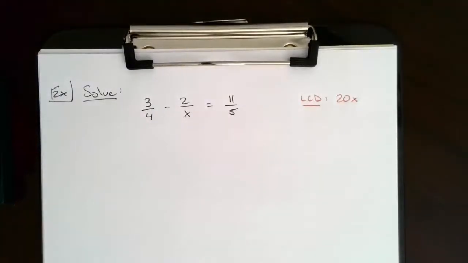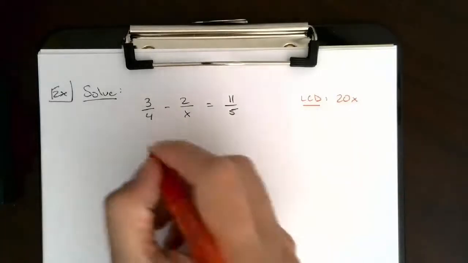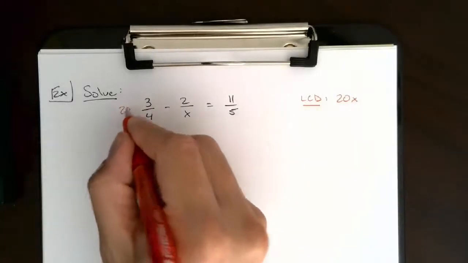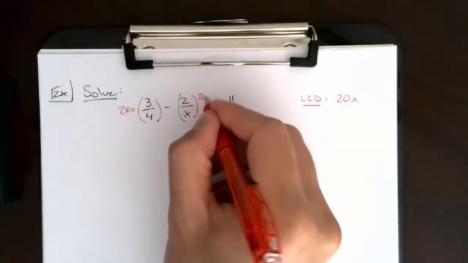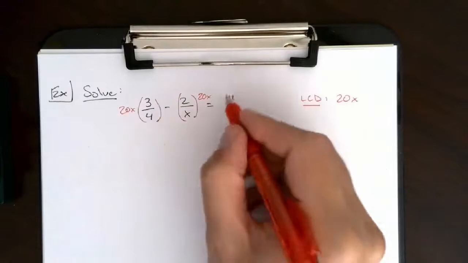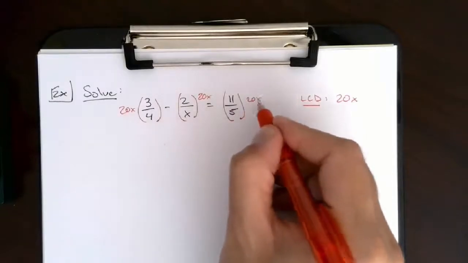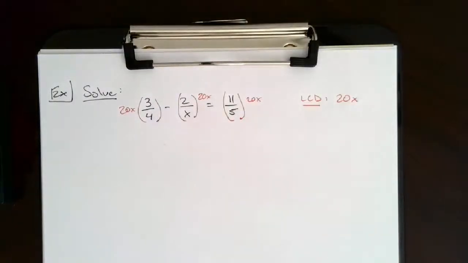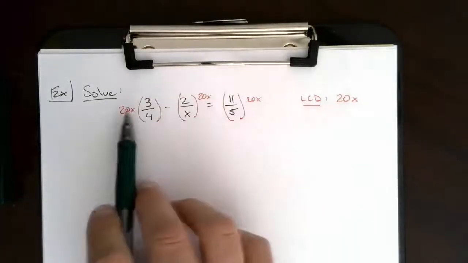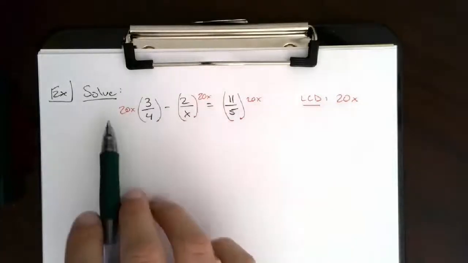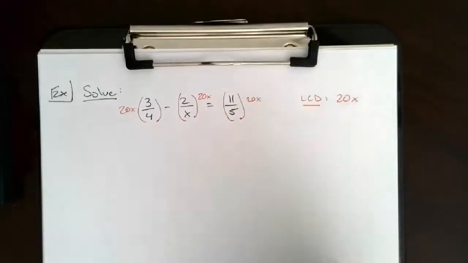And then you have a factor of x here, so you need a factor of x, so 20x. And then remember what you do with it. You want to multiply 20x to every single term. So we would take 20x times the 3/4, 20x times the 2 over x, and 20x times the 11/5. And when we do this, remember the goal is to clear fractions. So when we multiply each term by the LCD, the idea is that it'll divide nicely with the denominator.